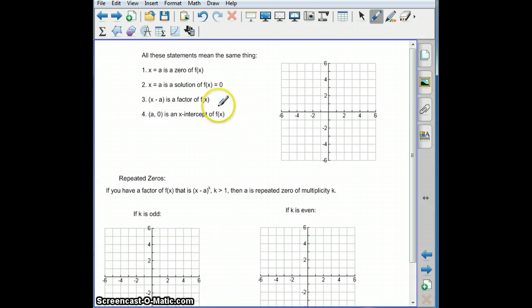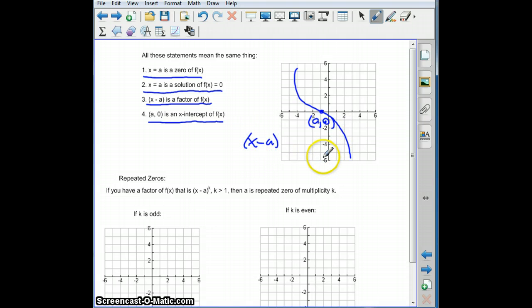Okay, all of these statements mean the same thing. x equals a is a 0 of f of x. x equals a is a solution of f of x equal to 0. x minus a is a factor of f of x. And a comma 0 is an x-intercept of f of x. All of those things say the same thing. Namely, that if I've got a polynomial and it's crossing the x-axis at a comma 0, I can say that a is a 0, a is a solution when the function is equal to 0, or x minus a is a factor of the polynomial.